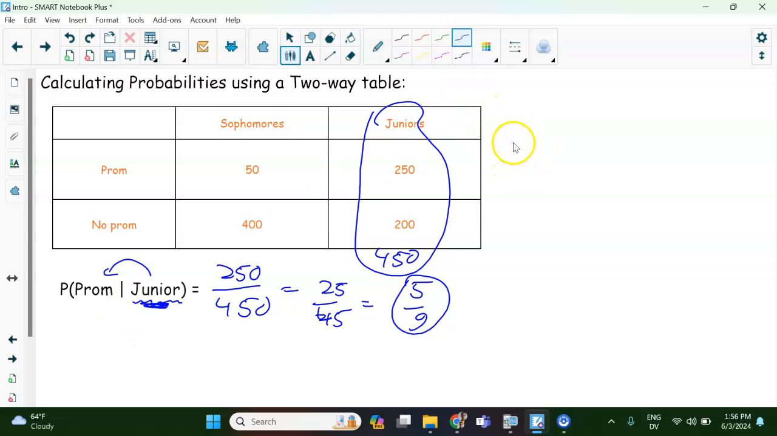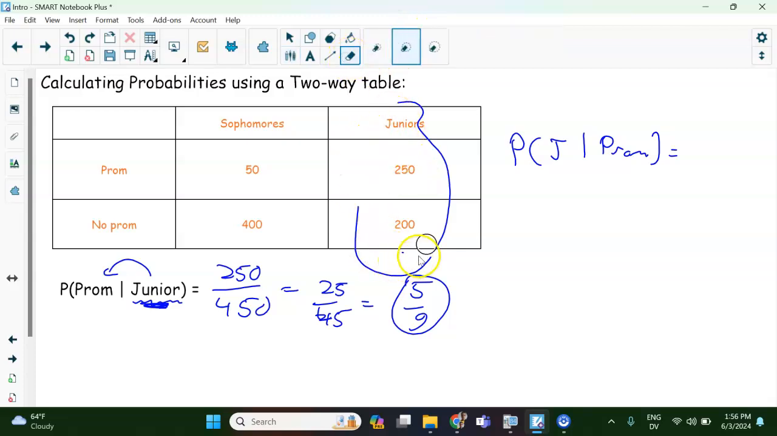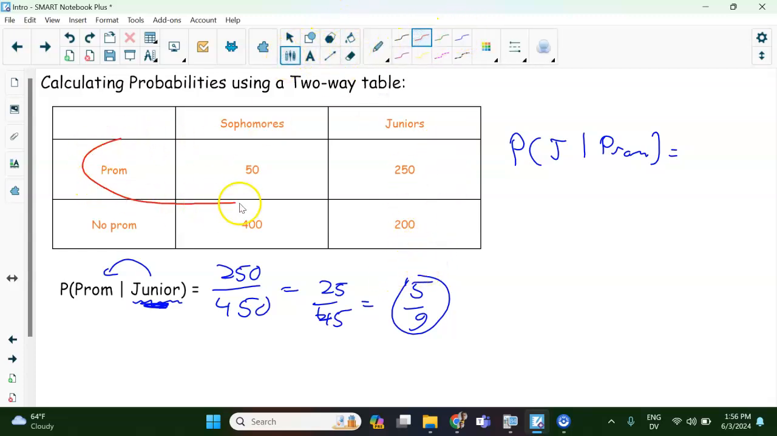So if I want to do another one here, maybe I'll do the probability you are a junior given that you went to prom. Now when it says given that you went to prom, we're going to look at all the prom people. That would be these people right here, and that's our denominator. So our denominator is 300 prom people.